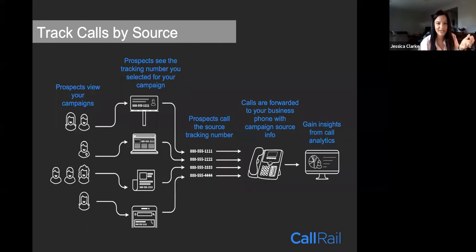So we do that two ways. The first that I'm showing you here is source level tracking. This one's pretty straightforward. We track inbound calls driven by different marketing channels based on the phone number that they're calling. When you set up your CallRail account, you of course link phone numbers to specific sources or tactics. When people call those numbers, we know that they came from those sources.